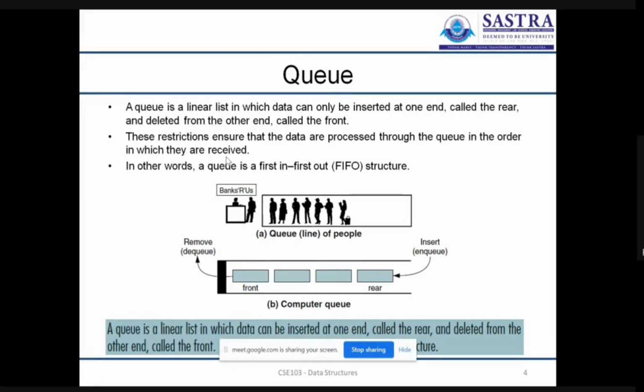Example pictures are given here: a bank queue, and also how it works in a computer. It is like any linked list or array concept. You can add an element at one end and remove an element from the other end.